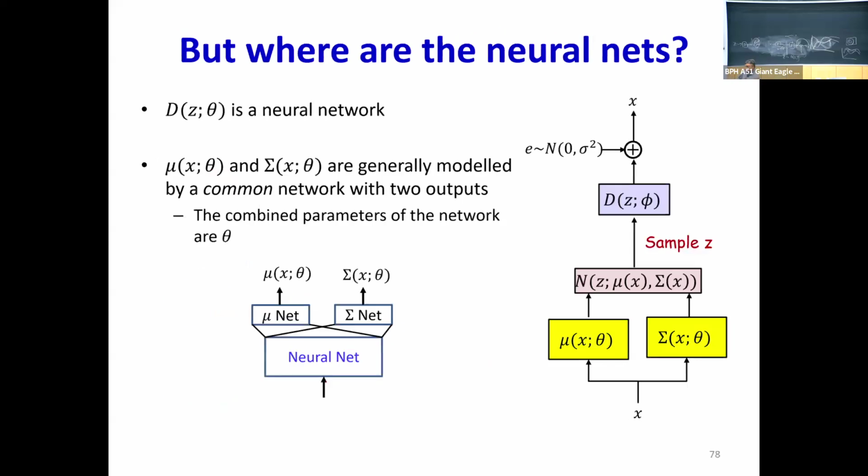So where do neural networks come in? The encoder and decoder are both neural networks. The encoder has a neural network which computes the mean and the variance. The decoder converts the Z's to the faces.